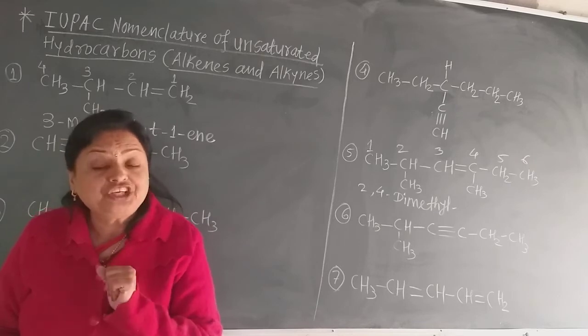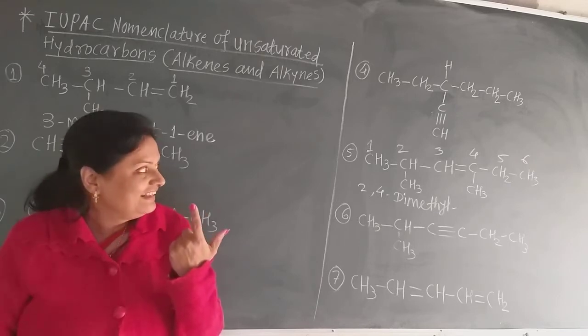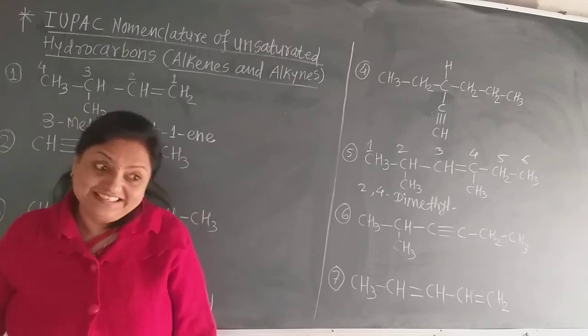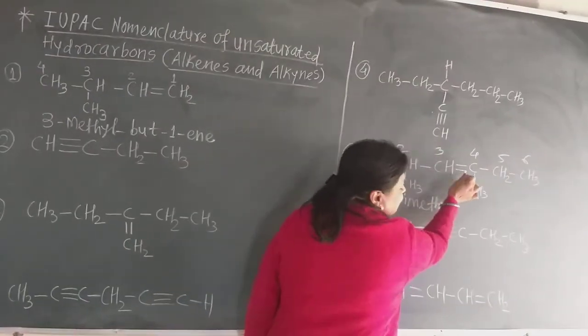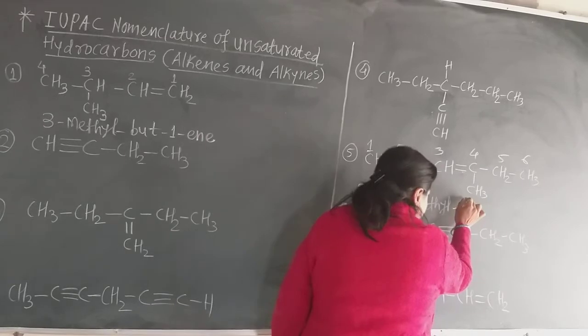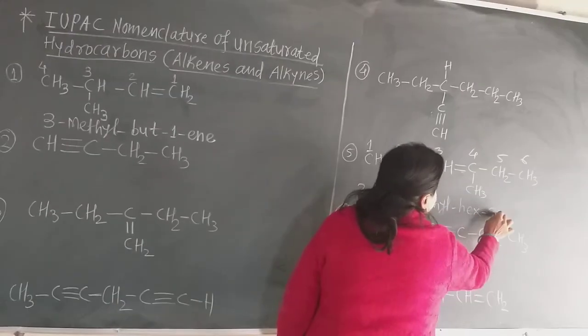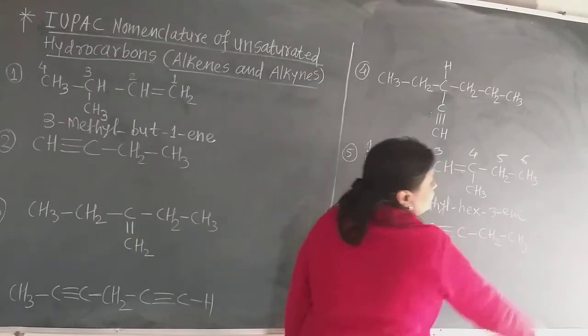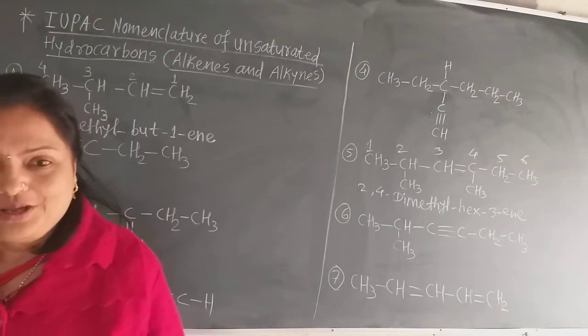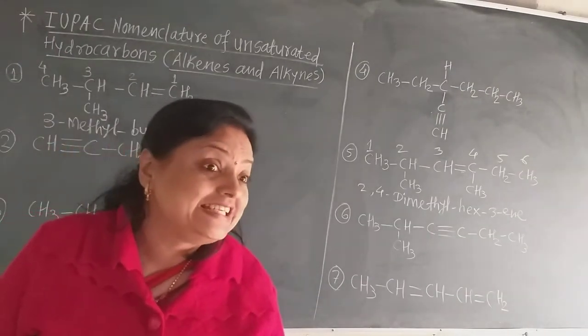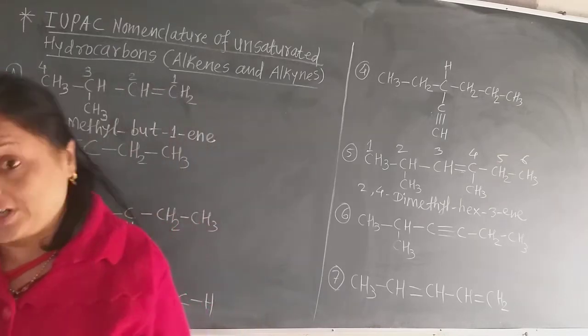And see here there are totally 6 carbon atoms in a chain. So it is hexene. But which hexene? It is hex-3-ene. What is this? 1, 2, 3. On the third carbon there is the double bond. So it is hex-3-ene. Now this is correct. That is the method of giving the IUPAC name to such alkenes or alkynes.